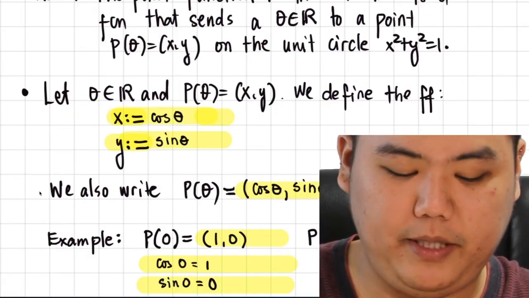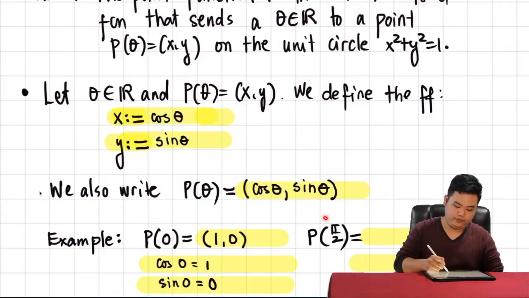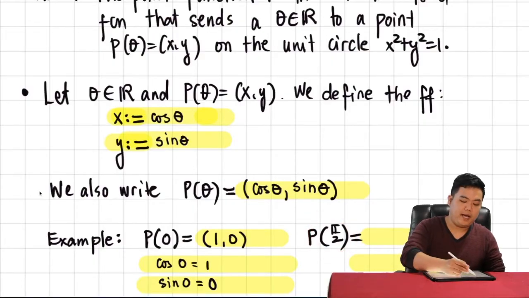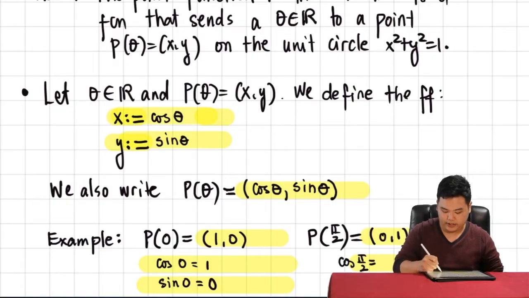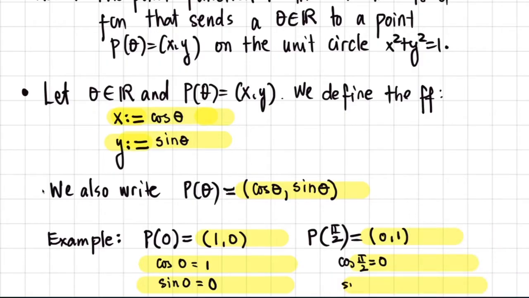Okay, how about P of pi over 2? So, from our previous lecture, ang P of pi over 2 is (0, 1). So, cosine pi over 2, that is the x-coordinate, which is 0, and sine pi over 2 equal to the y-coordinate, 1. Okay?